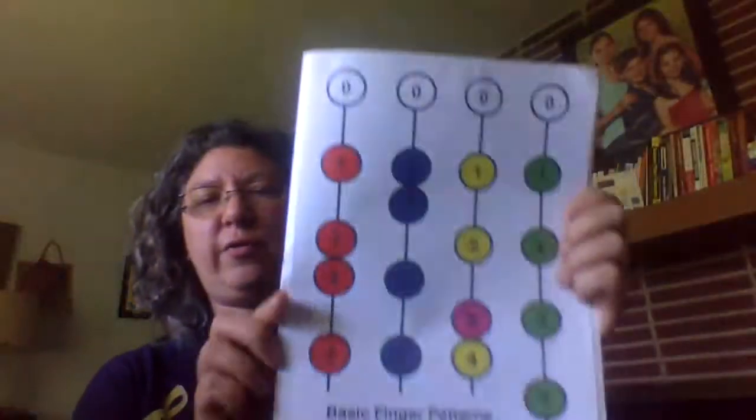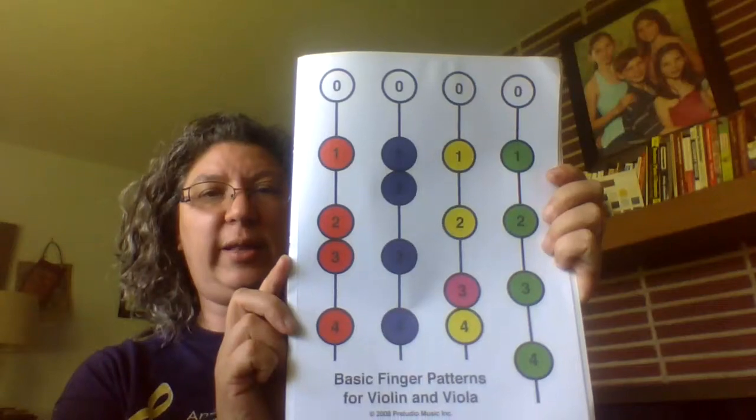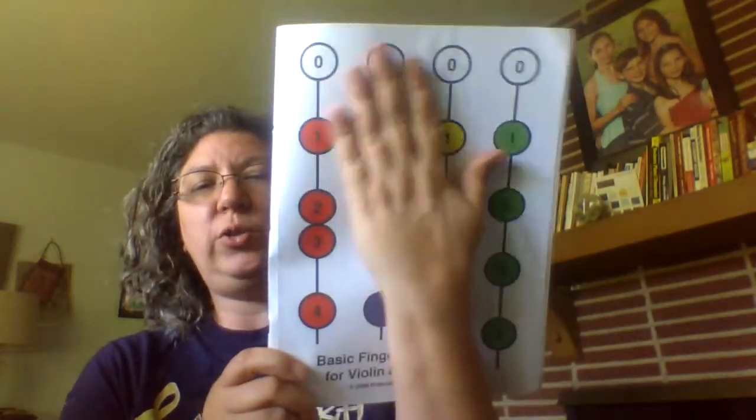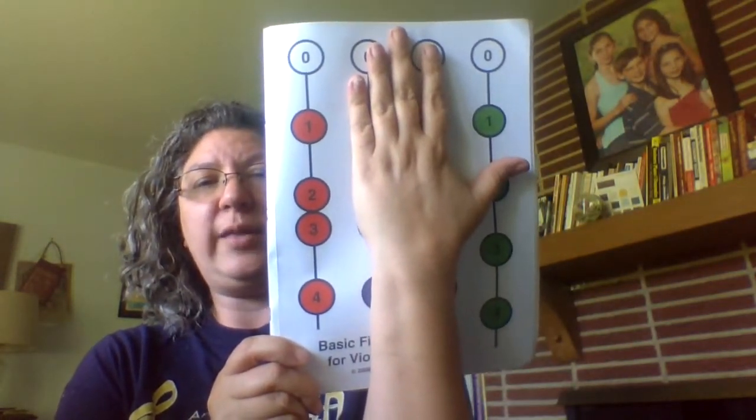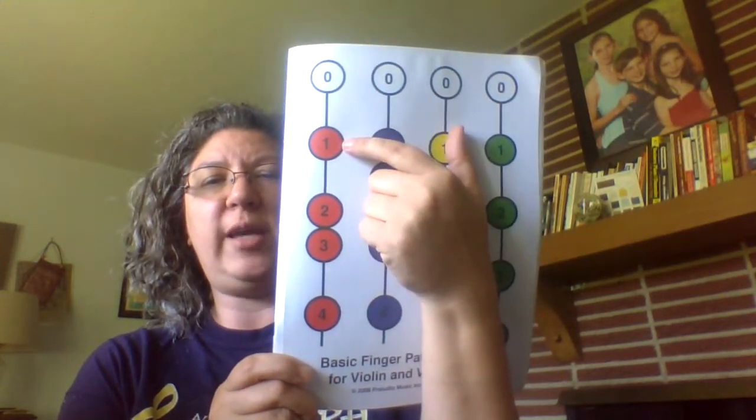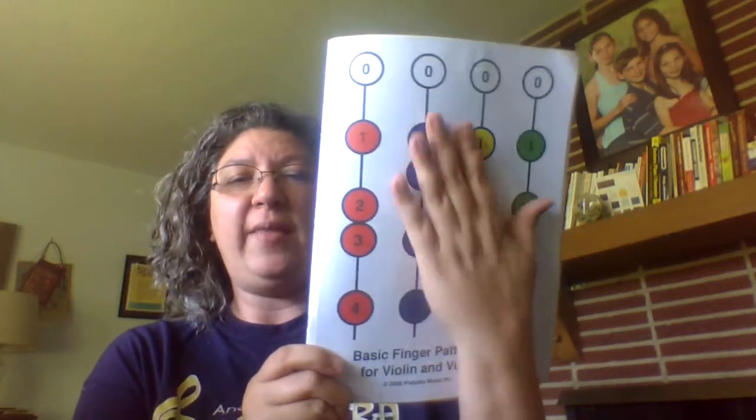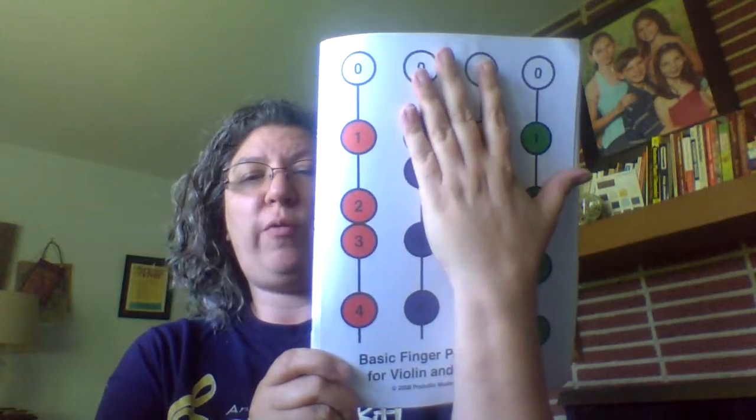All right, so last week we started talking about finger patterns, and I think I showed you this chart, but I might not have. This is a chart of the 4 basic finger patterns that we use when we play the violin. Right now, you know the red finger pattern. That's where your tapes are. So O is your open string, first finger on the tape, second finger on the tape, third finger, and fourth finger. And this is the same finger pattern that you use on all 4 strings.